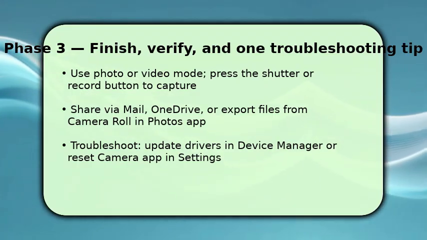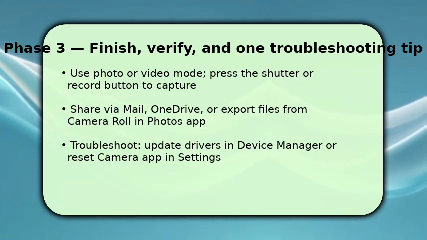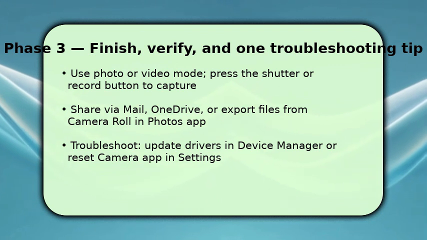If the camera fails, make sure drivers are current in Device Manager, reboot, and then reset the camera app in settings. That often resolves permission or corrupted state issues. If problems persist, check Windows Update for firmware, because that can fix hardware compatibility.